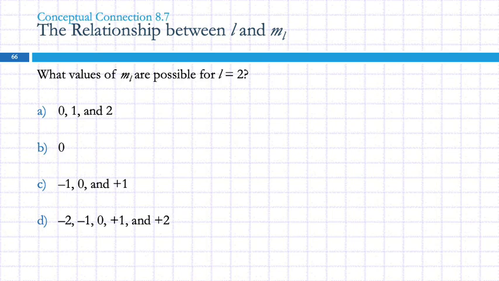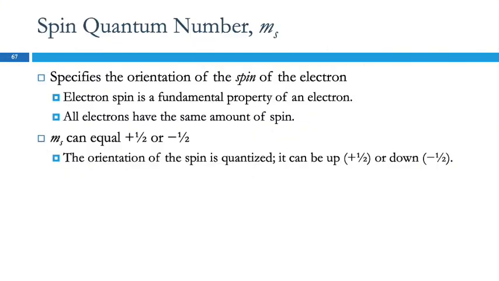So if L is equal to 2, what values of M sub L are possible? Well, that's dumb because it was just in the previous slide, right? It's this one. I should change that. Spin quantum number talks about the spin of an electron.